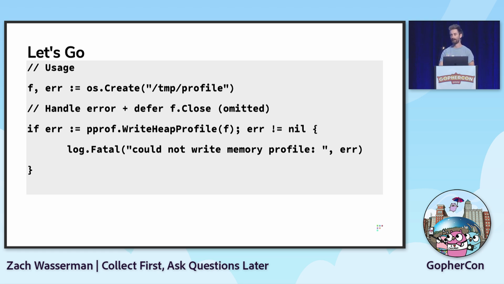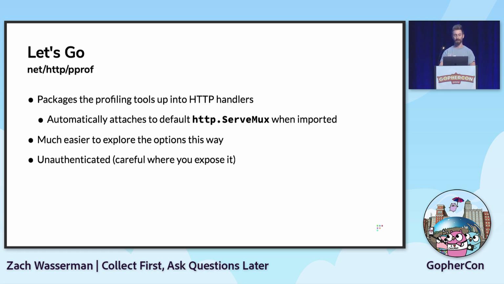Now, I wouldn't necessarily recommend doing just exactly this. For most folks, I would recommend going to the net/http/pprof package. And what this package does, still standard library, is it packages the profiling tools up into HTTP handlers. So the standard HTTP interface, as we just saw in one of the lightning talks, someone wrote with your response writer and everything like that. And when you import that package, it automatically attaches those handlers to your default http.ServeMux.